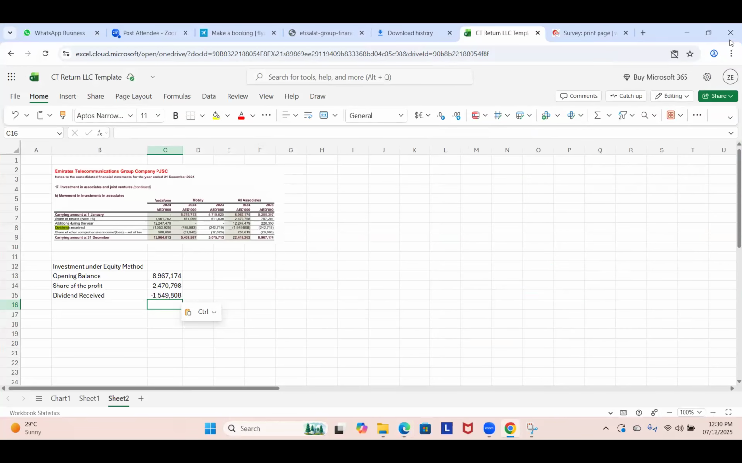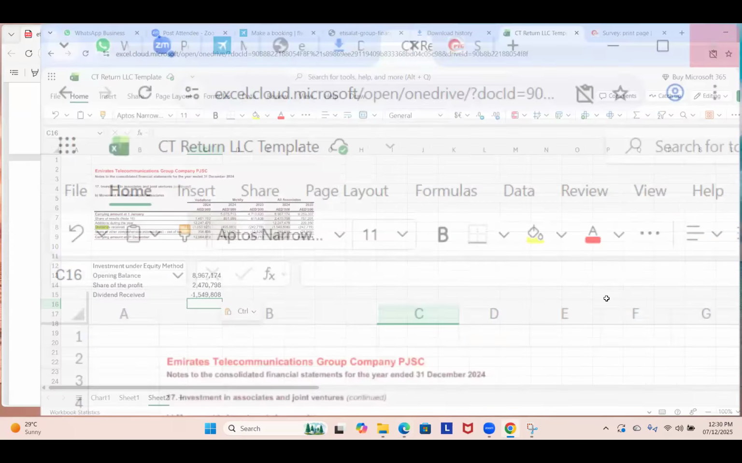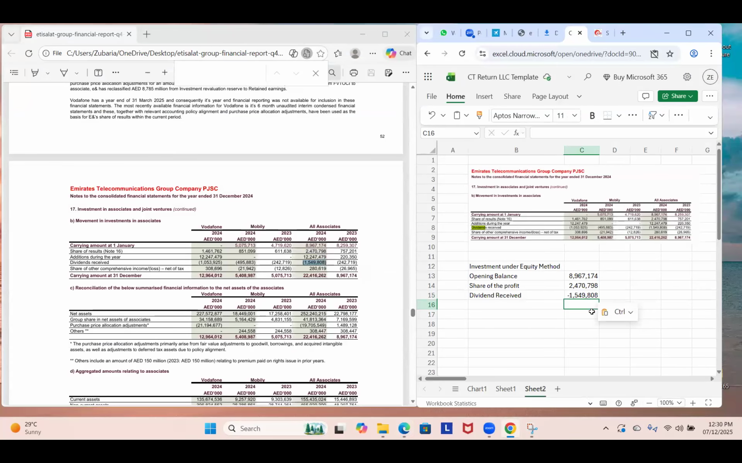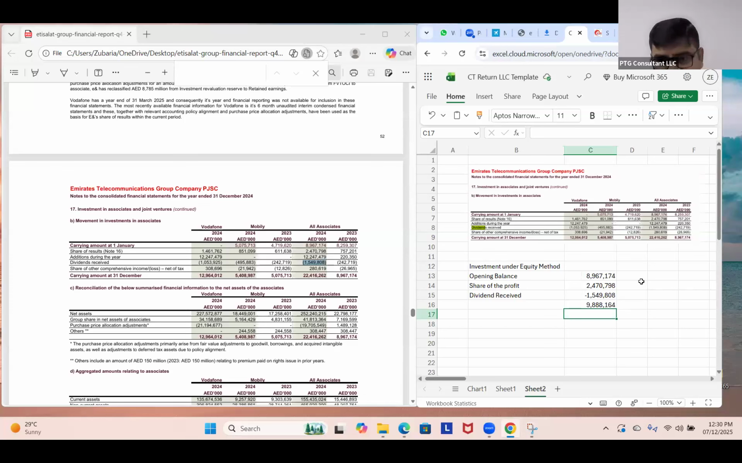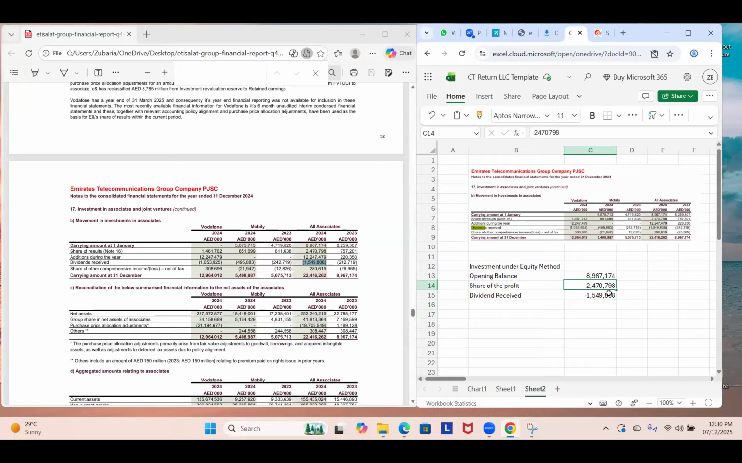Actually, this is an online module. Now, no, don't do that calculation. Here the only relevant part is the share of the profit, 2.5 million, and the dividend received, only 1.5 million.